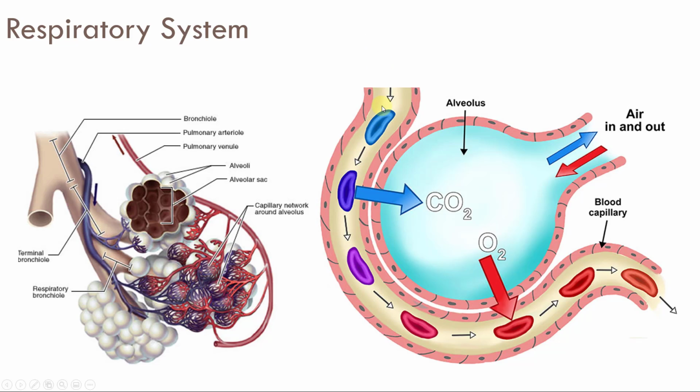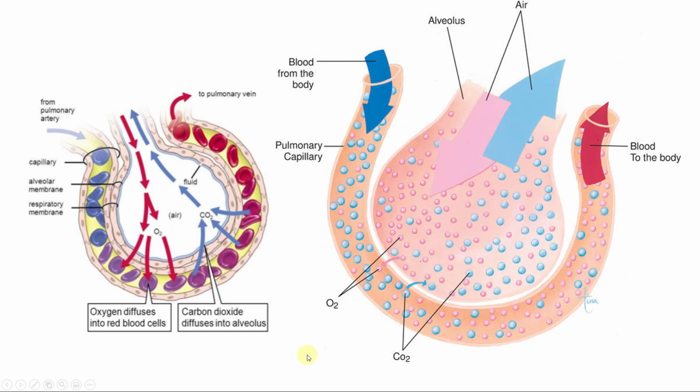You're getting blood coming in, so deoxygenated blood. It's high in carbon dioxide. It's dropping off carbon dioxide as it's running through, and it's picking up more and more oxygen, and then out back to the heart to be pumped to the body. I have another schematic here that shows that same aspect, where you've got blood coming in, and one cell thick between the alveoli and the capillary.